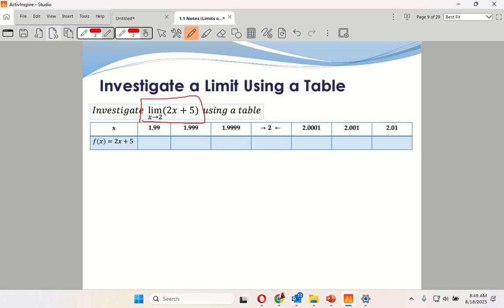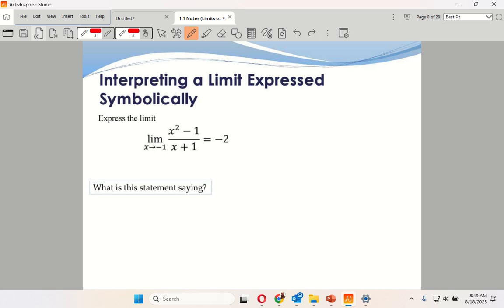Okay, so I'm going to back this up a little bit so we can do this one here. This says, interpret it symbolically. Now, can I plug in -1 into this problem?